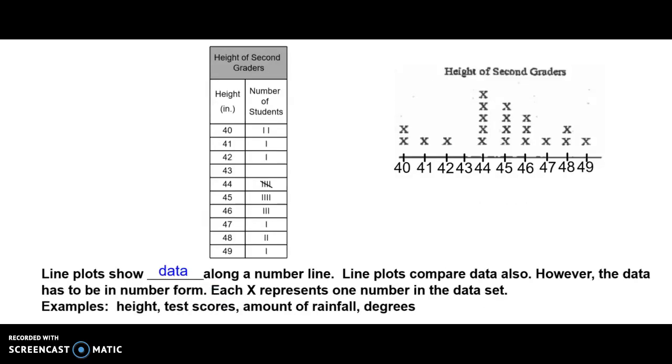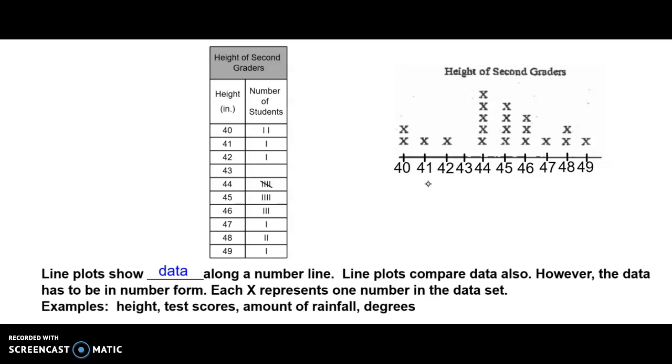Okay, our 5th type of graph is a line plot, and we're going to spend a lot of our 5th grade lessons over the next couple weeks on line plots. Line plots show data along a number line. So you just have a number line on this one. You don't have an X and a Y. You just basically have an X, and it's a number line. Line plots also compare data just like a bar graph, but it's being represented using these X's. So each X represents one number in a data set.